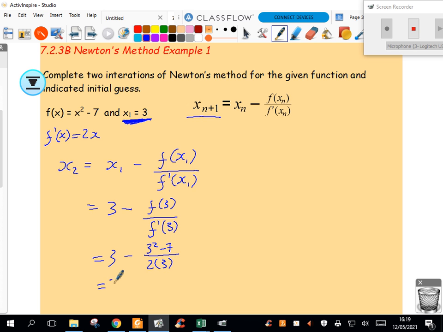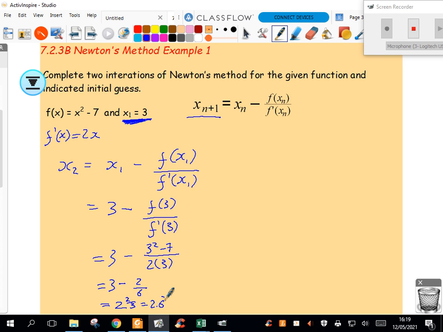So what I'm getting is 3 minus, and then on the top here I've got 9 minus 7, which is 2. And on the bottom here I have 2 times 3, which is 6. 2 over 6 is 1/3. And so I'm going to say 3 minus 1/3. Well, that's 2 and 2/3, or if you prefer, 2.6 recurring, depending on whether you prefer decimals or not.